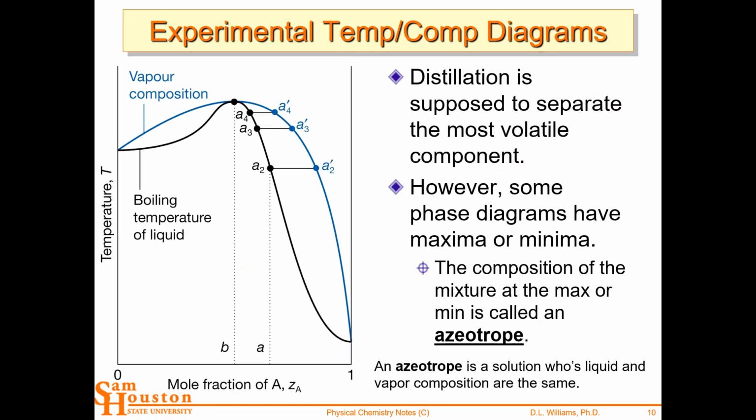Okay, so here we have this phase diagram. Temperature on the y-axis. The blue curve is the vapor composition. The black curve is the boiling point of the liquids. So XA is the black line, YA is the blue line. And notice up here, XA and YA equal each other. And that point right there would designate what we call an azeotrope. And azeotropes are not separable by fractional distillation. That's the real take-home message.